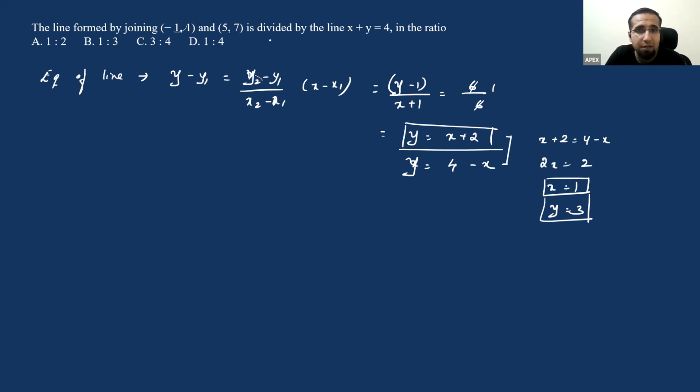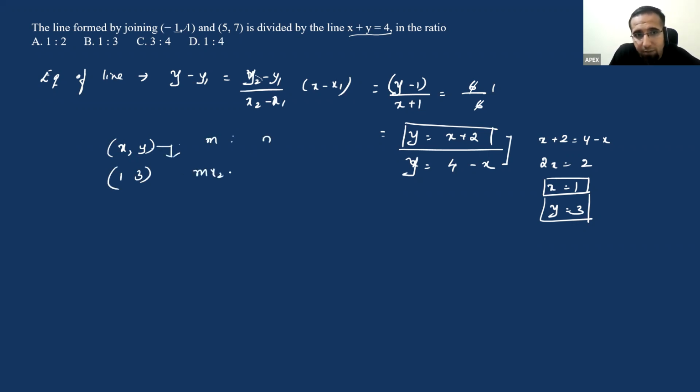Now it says divides the line x plus y is equal to 4 in the ratio of. Clear? So this line formed divides in what ratio? So now let me go ahead with this as the x and y coordinate of the point which is dividing in the ratio. And let's say it's dividing the ratio into m:n. So now we can apply the section formula.